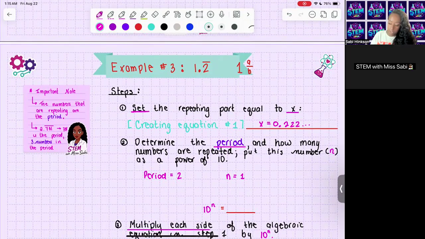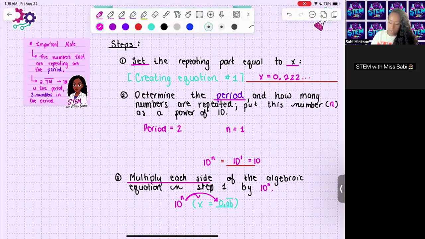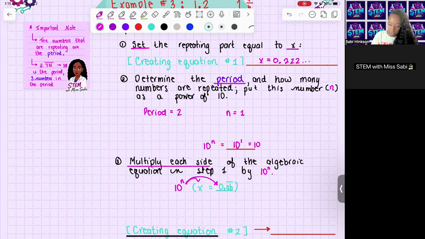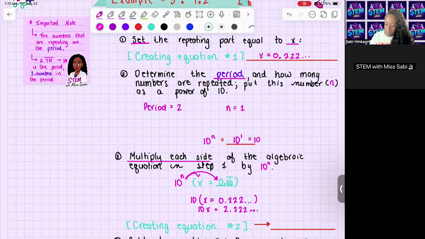So 10 to the power of n is 10 to the power of 1, which equals 10. Then we're going to multiply both sides by 10 to the power of n, which is just 10 for us. So our equation was x is equal to 0.222, etc. Multiplying everything by 10, right? So the left and the right gets multiplied by 10. So we have 10x is equal to 2.222, repeating. So now we have equation number 2.